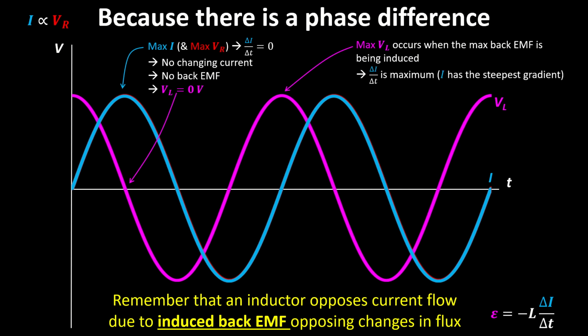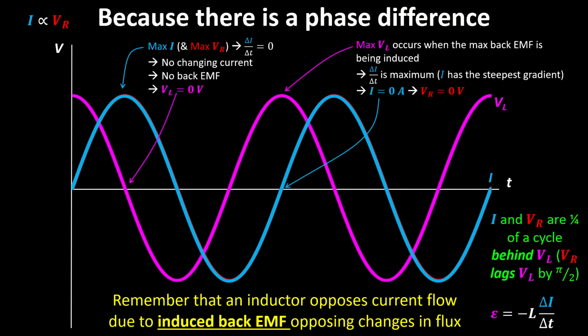On the other hand, the maximum inductor voltage occurs when there's maximum EMF being induced. That means the rate of change of current has to be maximum. That occurs where that blue line, the graph, has the steepest gradient. When the current has the steepest gradient, that is when it is changing the most rapidly. That occurs when the current is 0 and when the resistor voltage is 0. So the mechanism of inducing back EMF when the current is changing the most rapidly is why we get a 90-degree phase shift for an inductor as well.